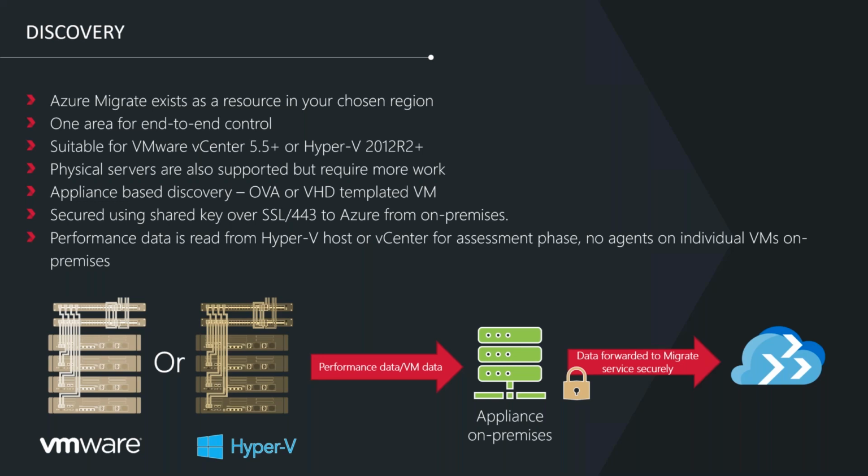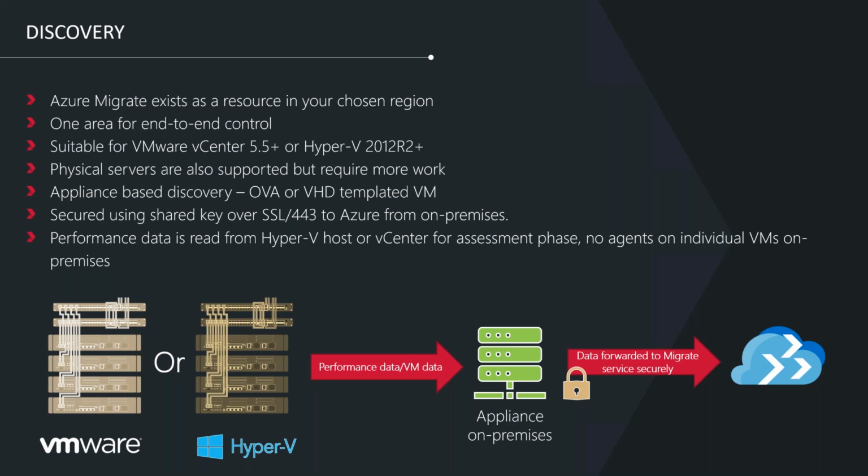through the service itself, it basically gives you an OVA or a VHD-based templated virtual machine. You put that in your VMware or your Hyper-V environment, and that acts as basically a secure proxy to replicate performance data or your virtual machine data via that appliance into the Azure environment that's running the Azure Migrate resource. So that's how it replicates data and metadata from your on-premise environment into Azure itself. That is all secured, basically uses a registration key, and it forms a VPN-like connection outbound over SSL/443. So it's not clear text or anything like that. It's completely secure in terms of how it's actually replicating that data.